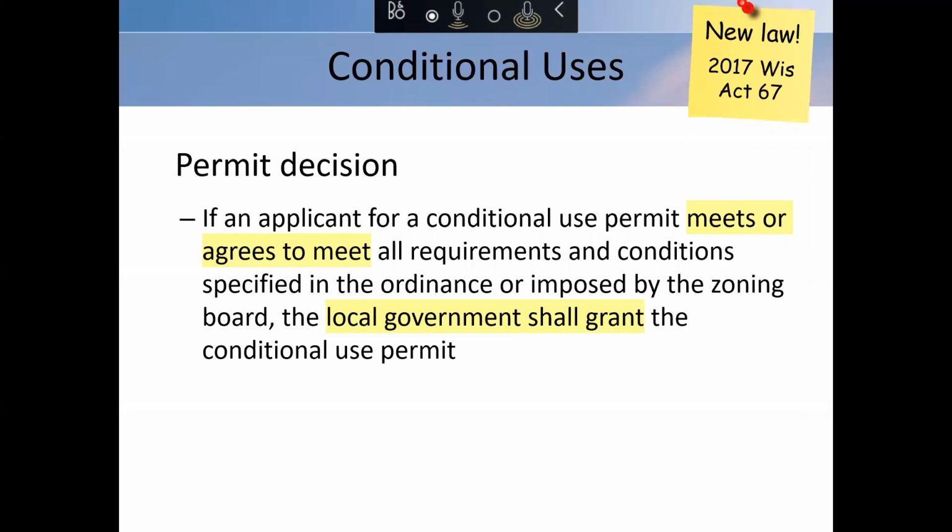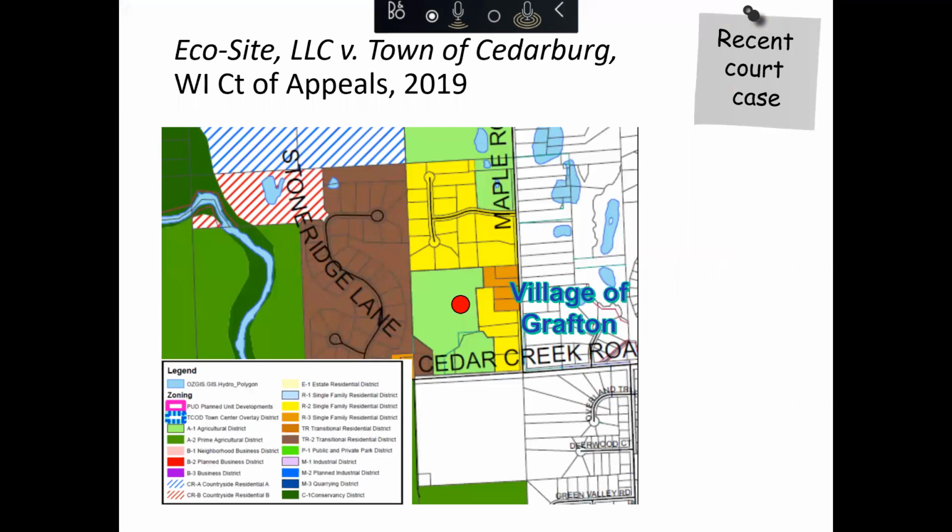Okay, so then we've had a couple of court cases that have come up since Act 67. The first one is EcoSite versus the town of Cedarburg. T-Mobile applied for a CUP to move their cell equipment from the village of Grafton, shown over here on the right, the white land, to a tower to be built by EcoSite, located about 1,300 feet away in the town of Cedarburg on a site zoned A1, this property right here, which listed cell towers as a conditional use.